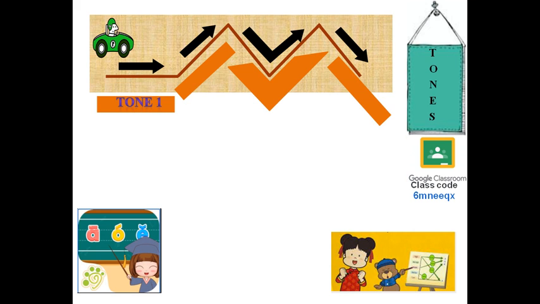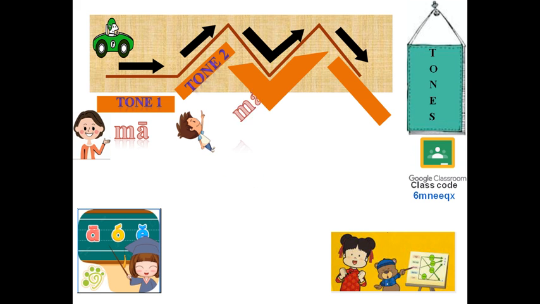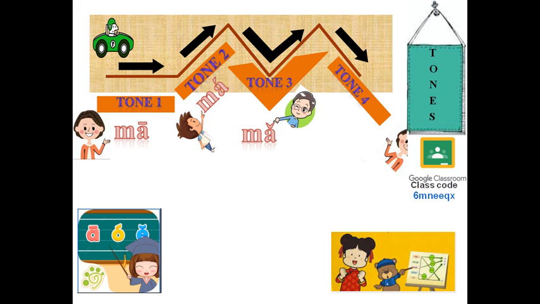For example, ma. When the car starts to climb the hill, we call it tone 2 or say rising tone. For example, ma. Then the car goes downhill and uphill immediately. We call it tone 3 or say low tone. For example, ma. Finally, when the car goes down from the top of the hill, we call it tone 4 or say falling tone. For instance, ma.